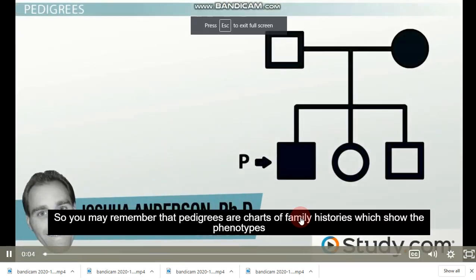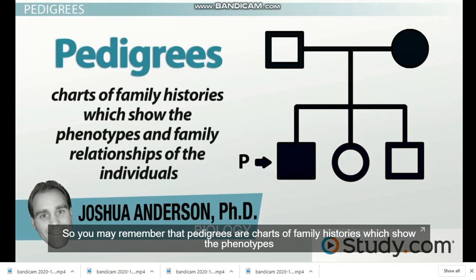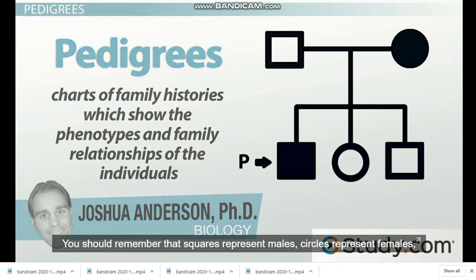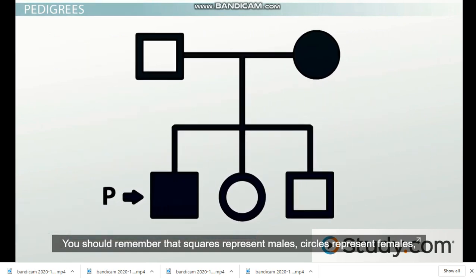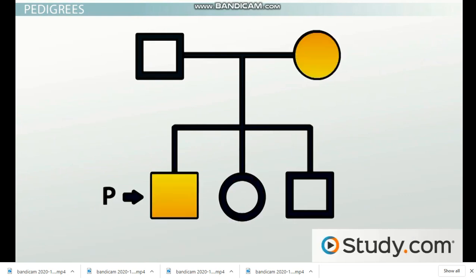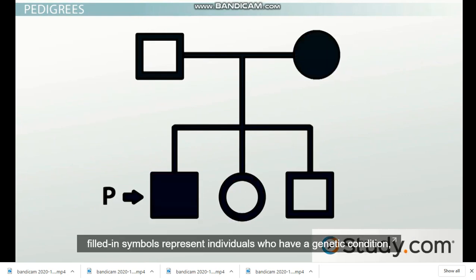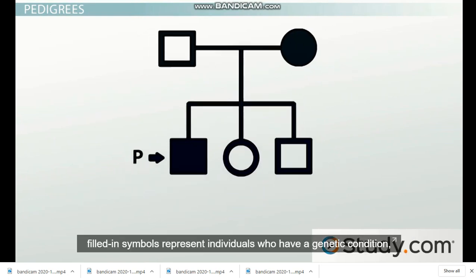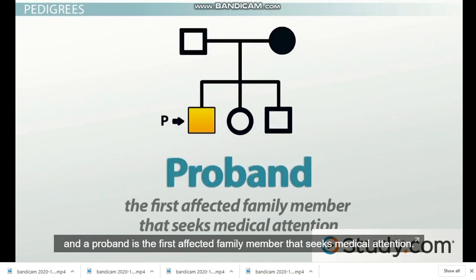So you may remember that pedigrees are charts of family histories which show the phenotypes and family relationships of the individuals using symbols to represent different family members. You should remember that squares represent males, circles represent females, filled-in symbols represent individuals which have a genetic condition, and a proband is the first affected family member that seeks medical attention.